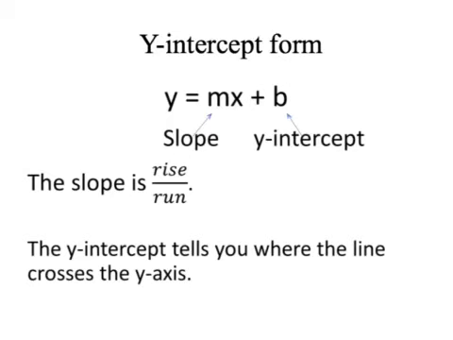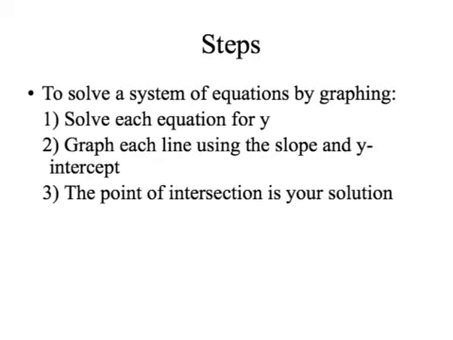So when you go to graph in slope-intercept form, you first want to graph your y-intercept by putting a point on the y-axis wherever that is, and then count your slope, your rise over run, to get your second point of your line. The steps for solving by graphing: first, make sure both equations are solved for y. Then, in slope-intercept form, graph each line using the slope and y-intercept. Whatever the point of intersection is, wherever the two lines cross, that is your answer.